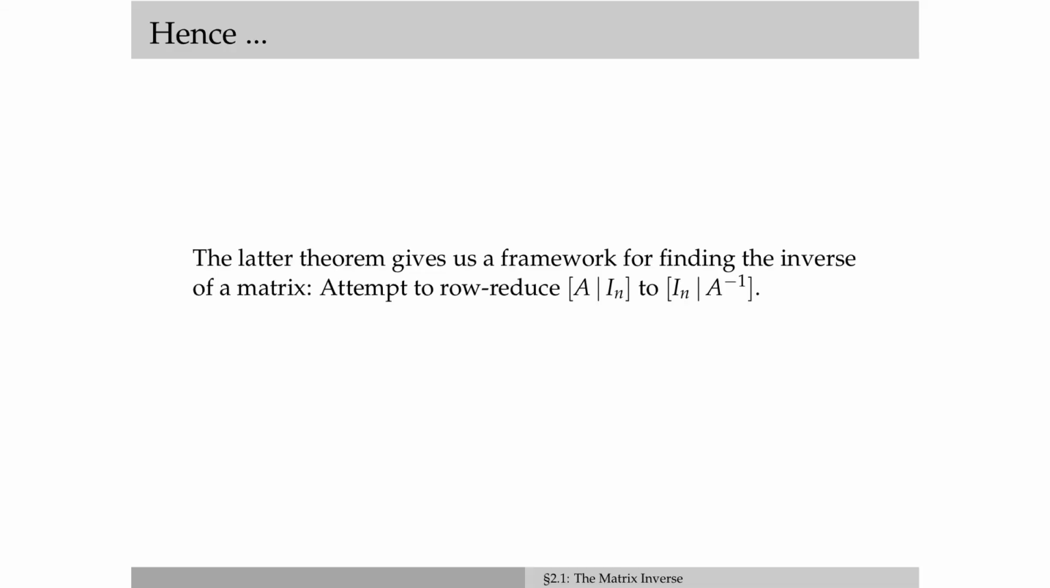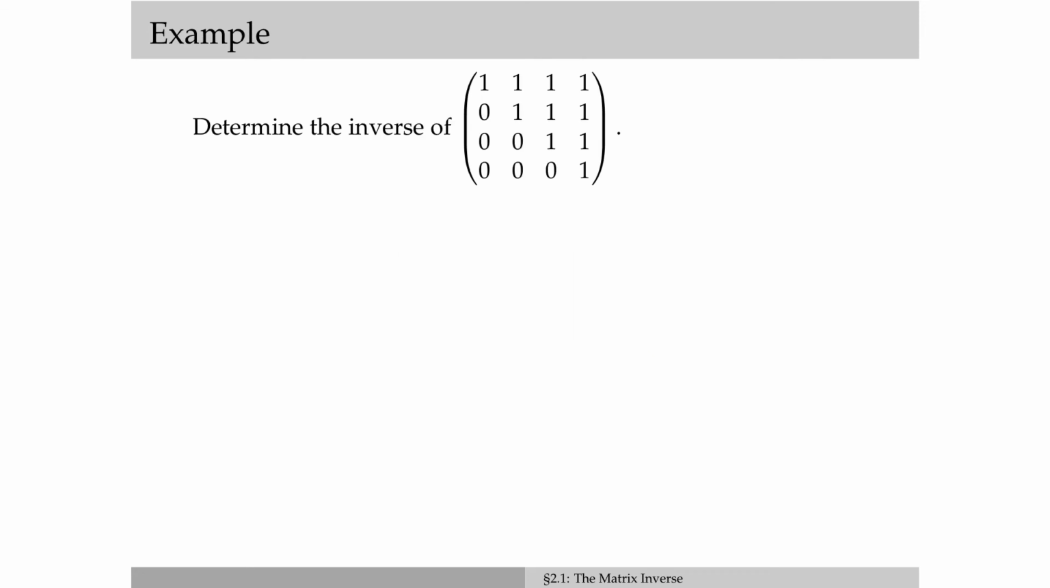Now, what that last slide does is it allows us to figure out a way to take a matrix, namely A, and determine the inverse of it if it exists. All we do is row reduce. Alright, well, let's try it. I want to determine the inverse of this 4x4 matrix. Well, the process is, if I call this A, I need to form A augmented with the identity matrix. I then row reduce this until I get the identity matrix on the left and A inverse on the right.